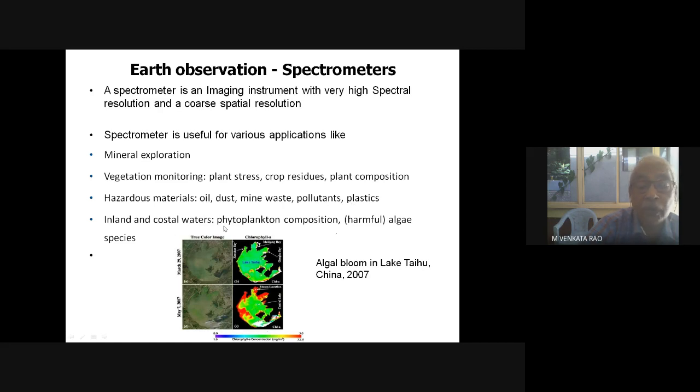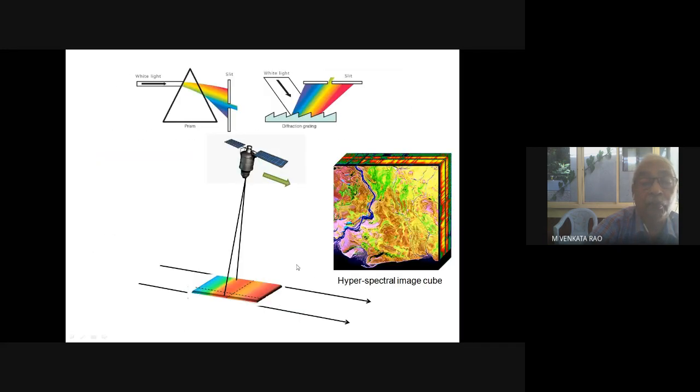Inland and coastal waters, phytoplankton composition, this is also very useful for that, and for fishing zones, etc. In addition to the ocean, the only thing is the area coverage will not be that much as compared to ocean color. And also the study of algal blooms, etc. For example, this is one algal bloom in Lake Taihu in China. We studied it. Some of these algal blooms are studied with a spectrometer.